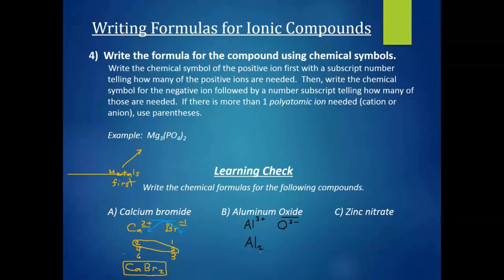The subscripts tell you how many that you have, and the superscripts tell you the charge. So they tell you two very different things. And the oxygen, I need 3 of them, as you mentioned, to get a total of 6. 3 times -2 is -6. So this would be my aluminum oxide.